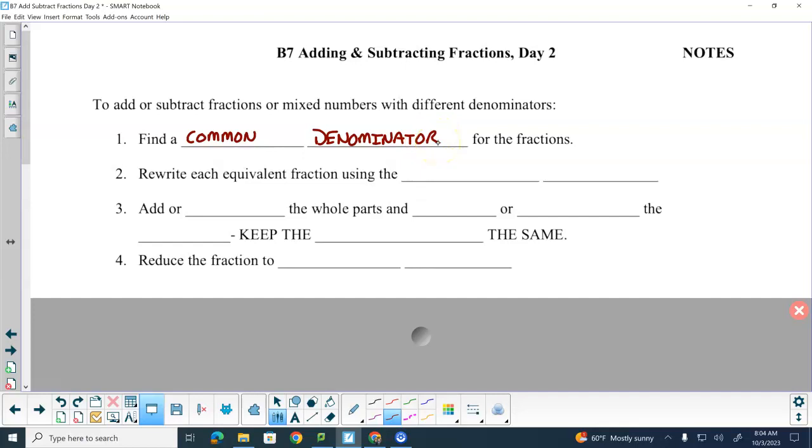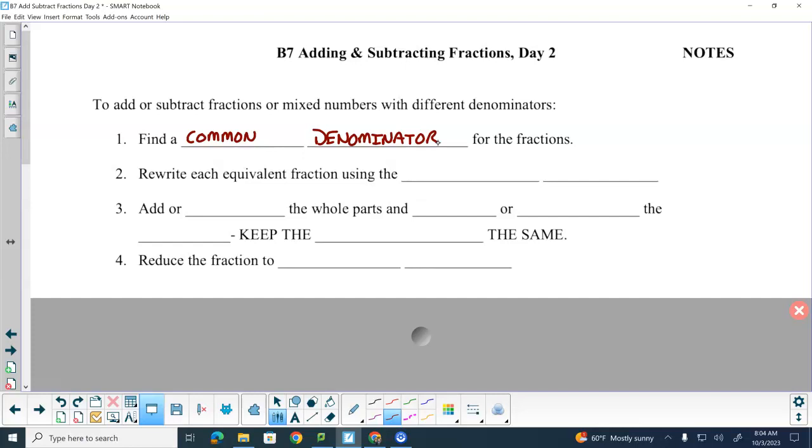Okay, so the first thing that we have to do is find a common denominator. That might be for two fractions if we're adding or subtracting two fractions. It might be for three fractions. We had a problem yesterday where we added and subtracted three fractions. Same thing. Find a common denominator for all of those.